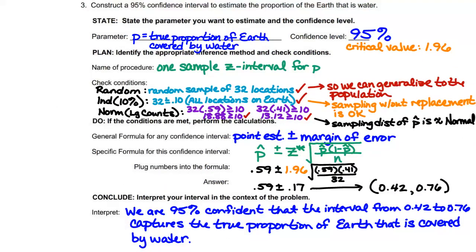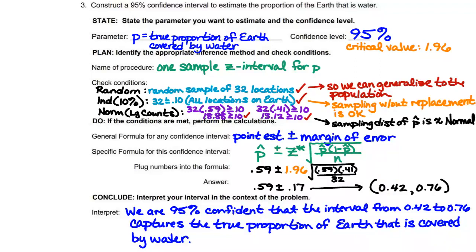That is the four-step process. State, plan, do, conclude is our four-step process. State: parameter, confidence level. Plan: what procedure are you going to use? Are you allowed to use all the pieces? You checked your conditions. Do: pick out which formula you're going to use. Plug in the pieces for the formula. So far, this is the only formula that we have. And then conclude, interpret it in context.